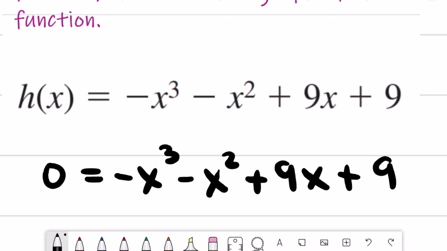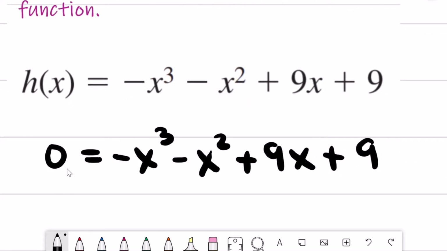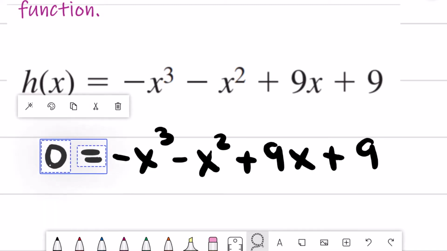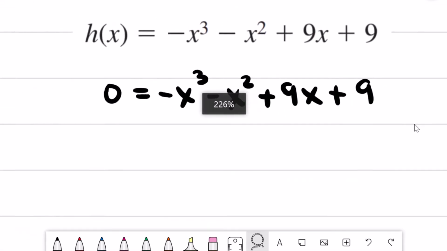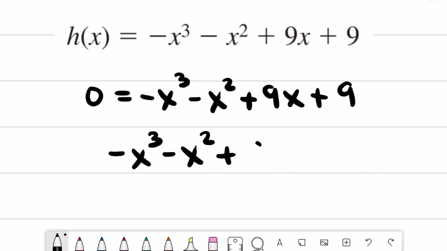And as in the previous video, most students are not used to seeing the 0 on the left side. So I'm just going to swap it out and move it to the right. Matter of fact, let me just rewrite this. Okay. So I rewrote it.